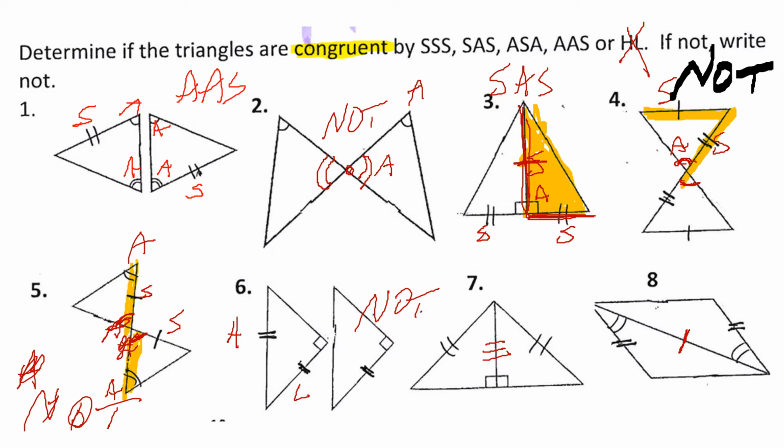Over here too, same thing. They're sharing a side. Number 3, they were sharing a side. That's it. Number 2 has vertical. 4 has vertical. You can mark those, but those are angles.